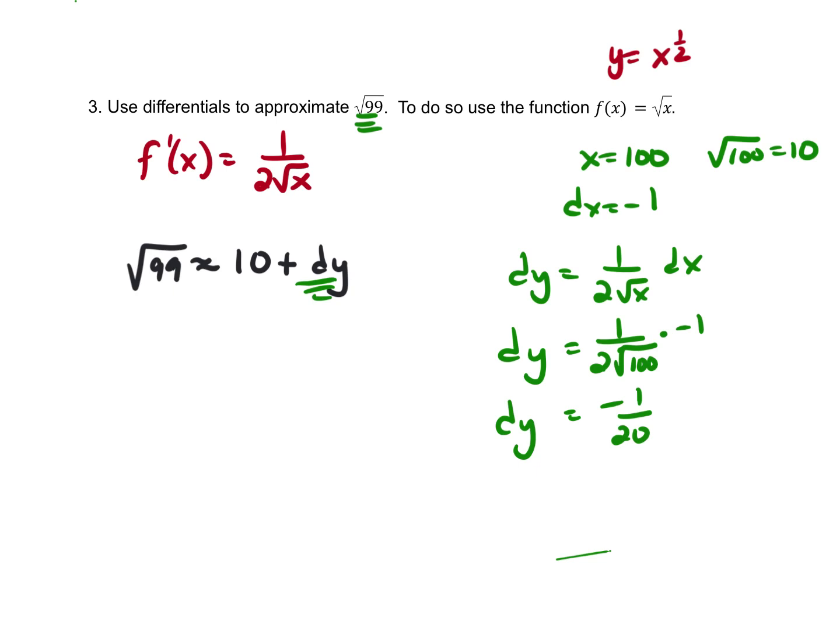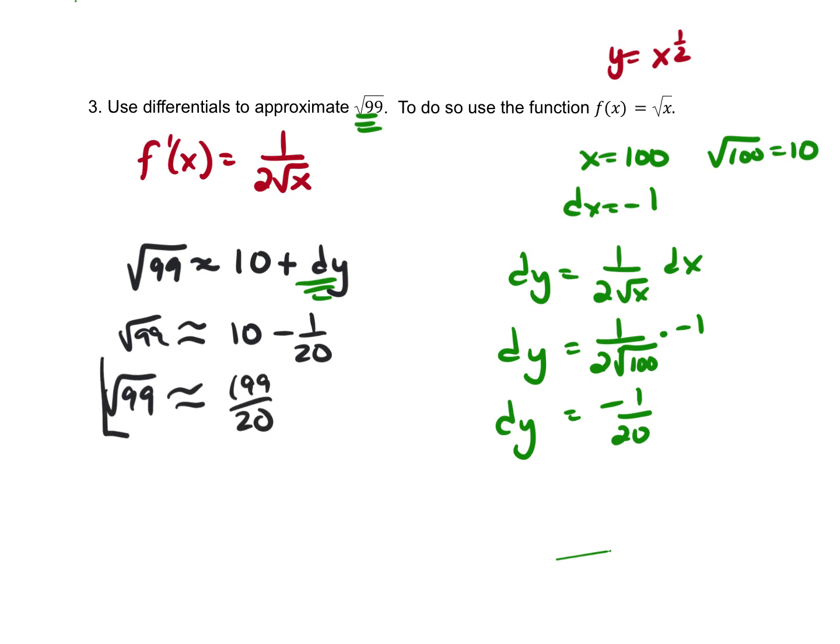So now that we have that change in y, we'll just say that the square root of 99 is going to be 10 minus 1/20. So square root of 99 will be approximately 199 over 20. If you check square root of 99 and 199 over 20 in any old calculator, it should give you very close to the same value.